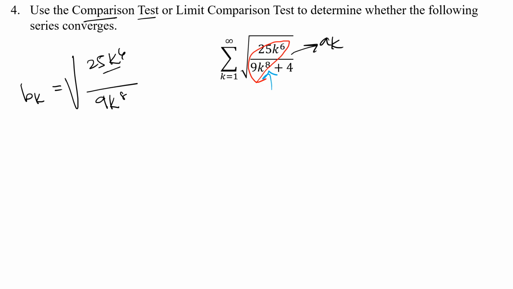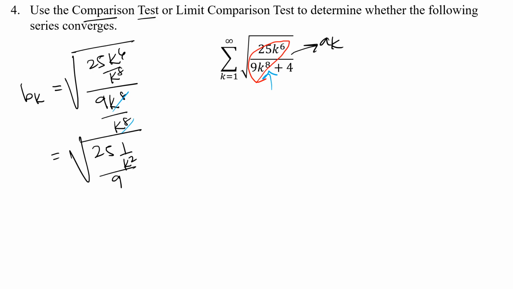So we're going to divide this top part by k to the 8, and same thing in the bottom, divide that by k to the 8, okay? So that's how we always get our b sub k, dividing by those highest degrees. So now, in the numerator, simplifying this down, this is just going to become 25 over k squared, and then the bottom, that's just 9, okay? So those go away, and then your k is just simplified to 1 over k squared.